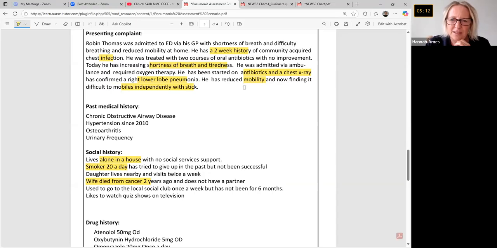I can also see here that you've got reduced mobility. You find it difficult to mobilize with the stick. So can you tell me a little bit more about that, Robin? What have you been finding difficult with the stick?